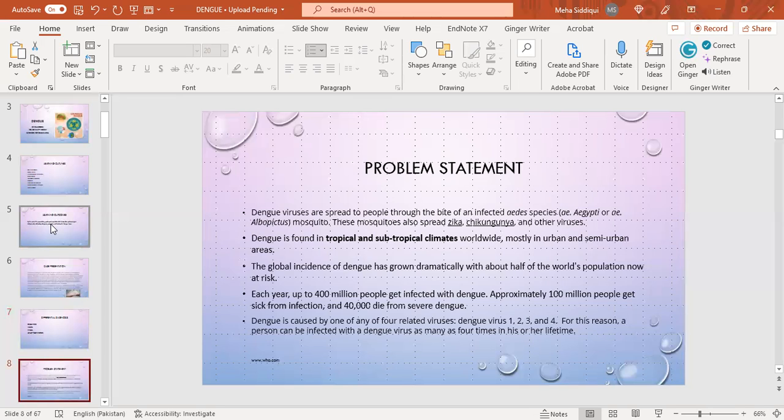The global incidence of dengue has grown dramatically, with about half of the world's population now at risk. Each year, up to 400 million people get infected with dengue. Approximately 100 million people get sick from infection, and 40,000 die from severe dengue. Dengue is caused by one of the 4 related viruses, dengue 1, 2, 3, 4. For this reason, a person can be infected with a dengue virus as many as 4 times in his or her lifetime.